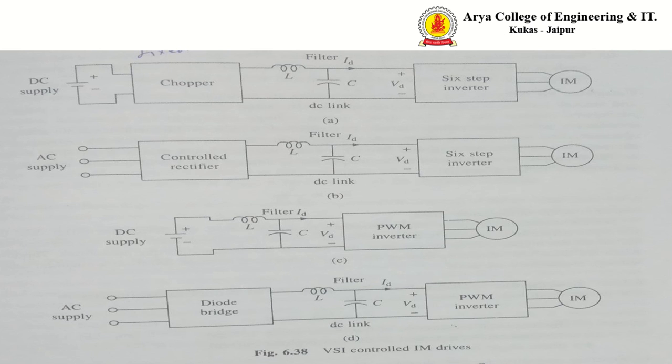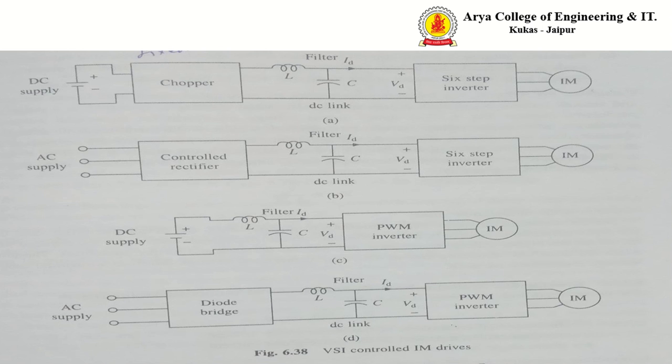The frequency of inverter operation is varied by varying the time T, and the output voltage of the inverter is varied by varying the DC input voltage. When the supply is DC, the variable DC input voltage is obtained by connecting a chopper between the DC supply and the inverter. The figure shows four different configurations.